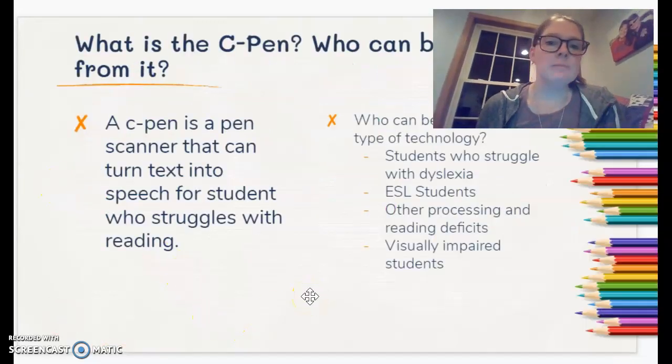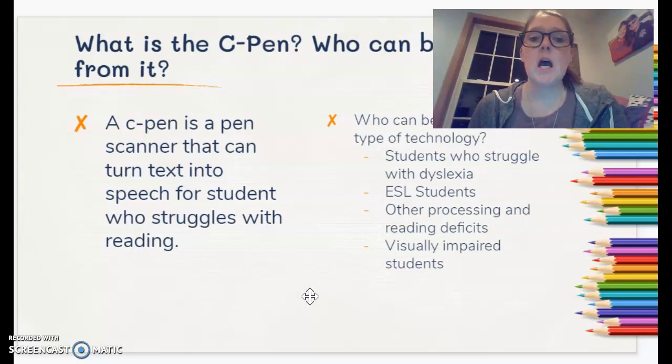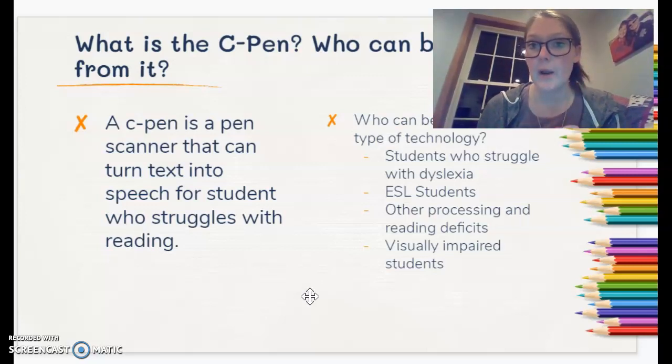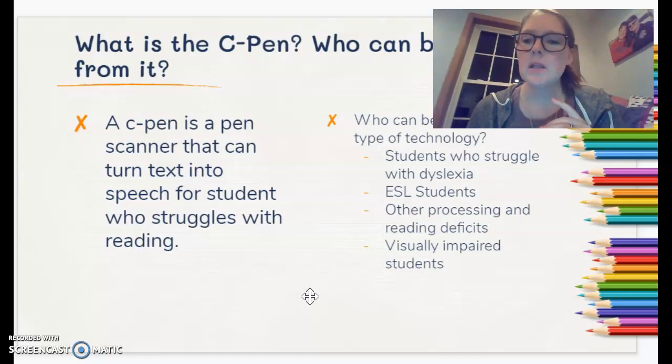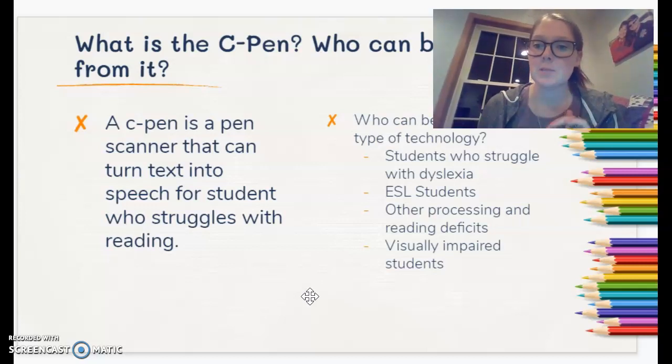So basically the C Pen is just a pen that is a scanner. It does have some pretty cool features, but it really depends on the type of pen that you get because there are a couple different companies out there that create these pens, and some of them are slightly different than others. But some of the things that most of them have is the text-to-speech option, the ability to store things that you've scanned on the hard drive so you can go back and look at it later so you don't have to rescan something every time you want to see it if it's the same text over and over.